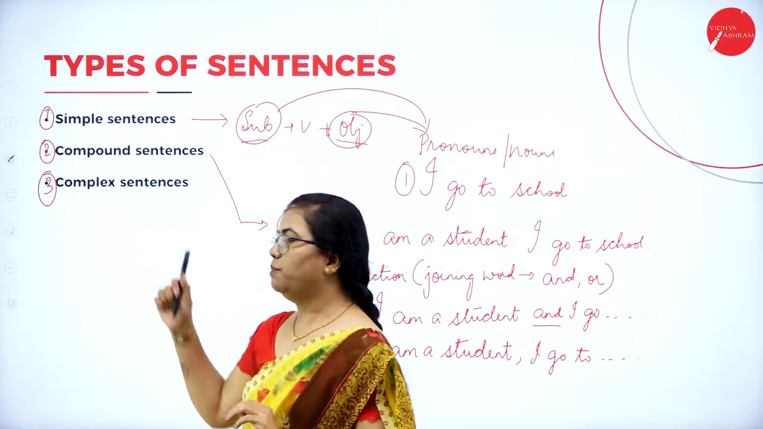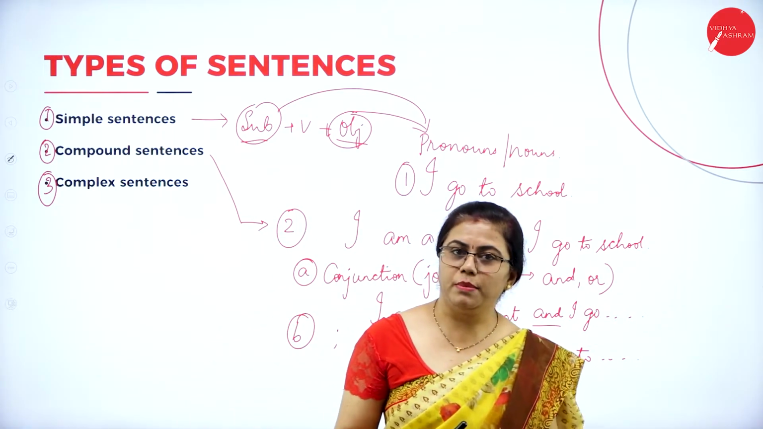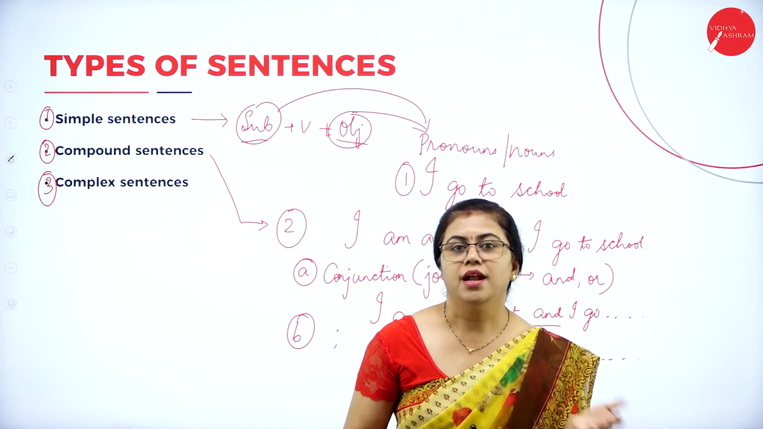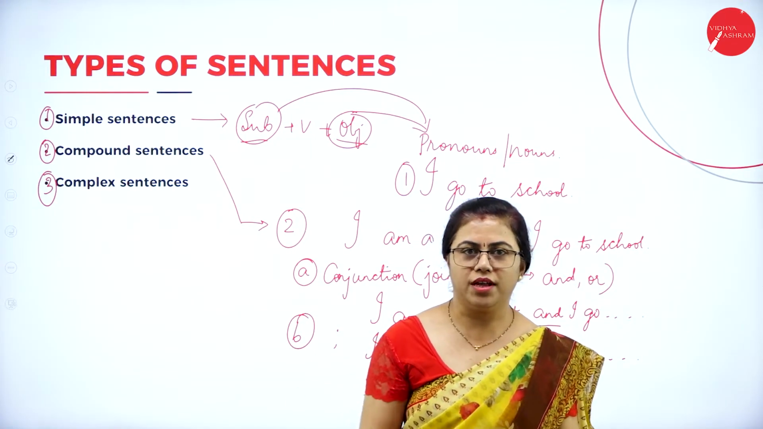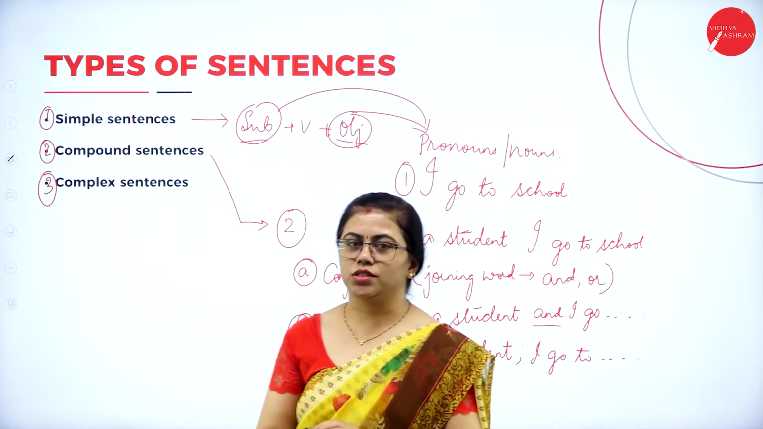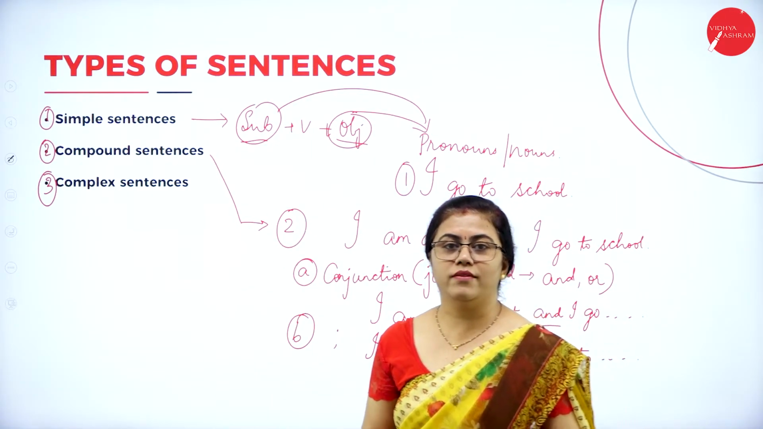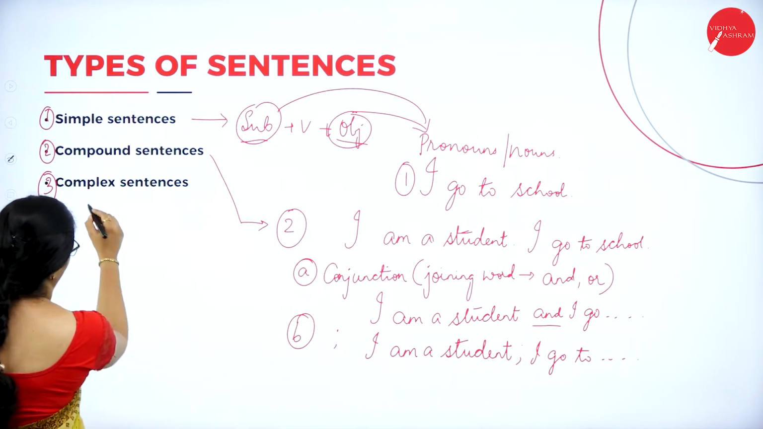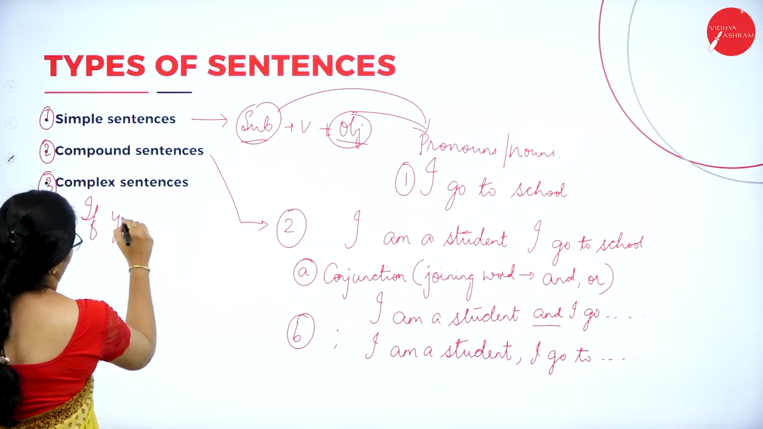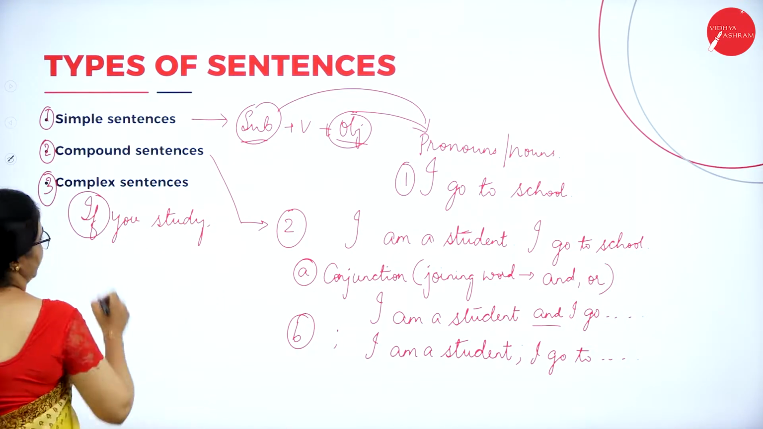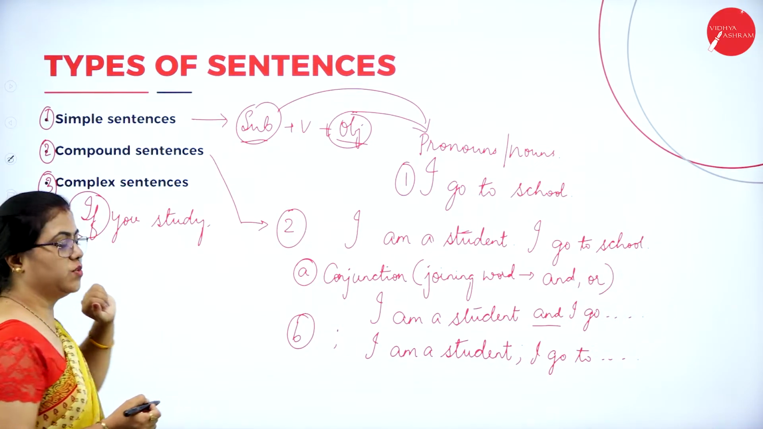A complex sentence will have one dependent and one independent clause. An independent clause will have a complete meaning. A dependent clause will not have a complete meaning. That is the difference between dependent and independent clause. So how do you combine when you have a complex sentence? First, you can put the dependent clause. For example, if you study. It is a dependent clause because it starts with a condition.